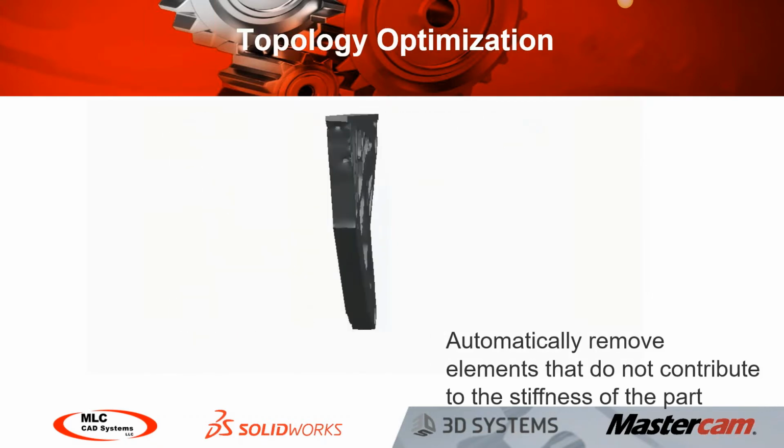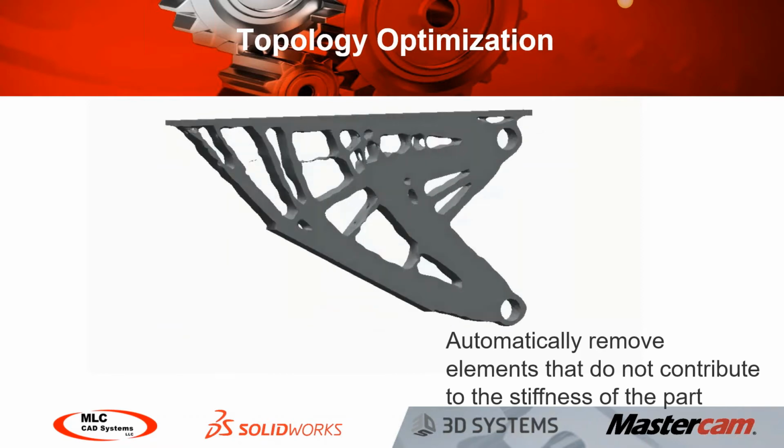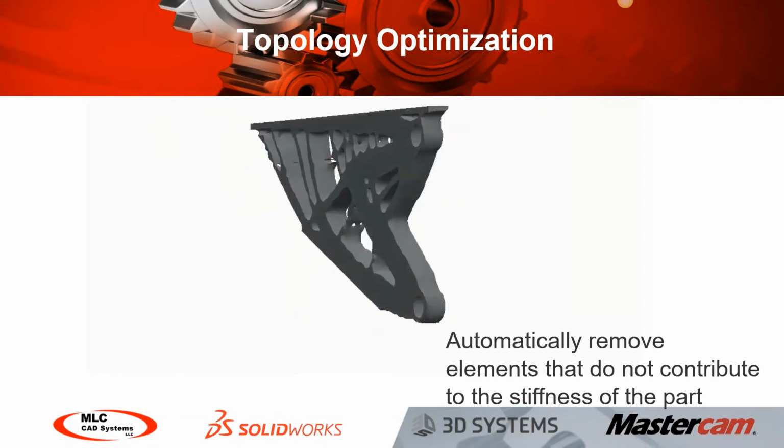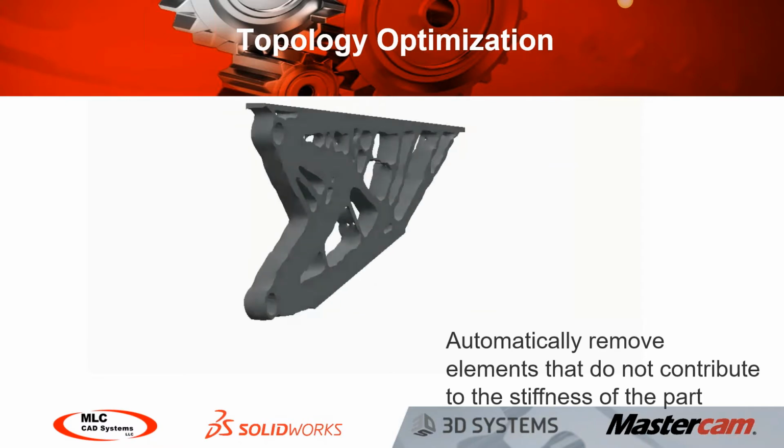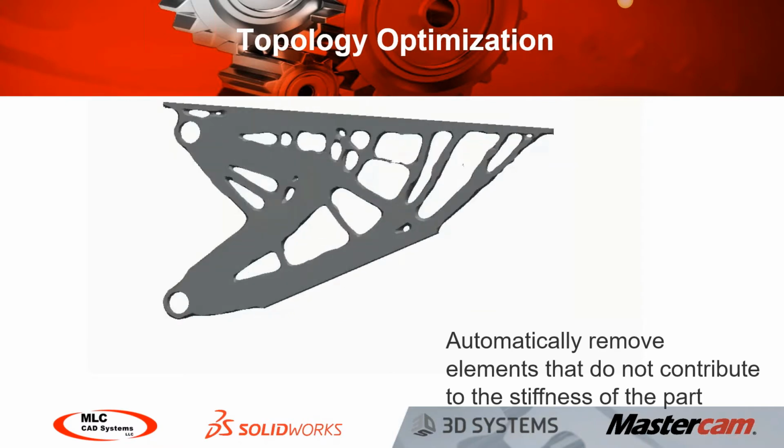So finally, we have the topology study. It's kind of like a design study on steroids. It was introduced in SOLIDWORKS Simulation 2018, as I mentioned, and it's available in the Simulation Professional and Simulation Premium packages. Shown here is that same bracket that we were just looking at from our design study after a topology study has been run on it.